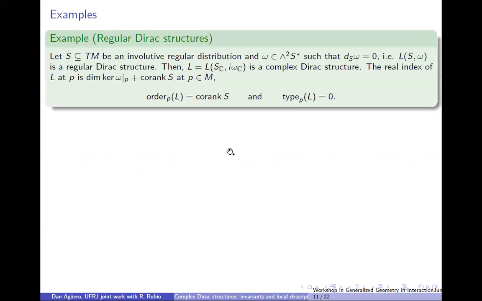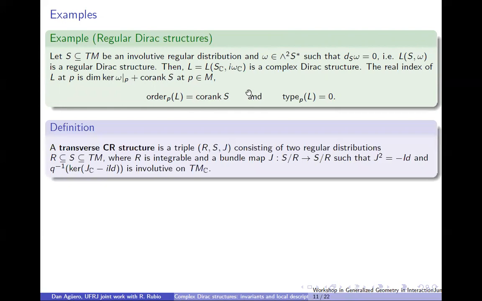So now some examples. First, we begin with regular Dirac structure. Just recalling what a regular Dirac structure is: an involutive regular distribution S and a two-form omega that is closed on the direction of S. And then we define L as the complexification of the graph, e^{i omega}. That's a complex Dirac structure. And the real index is given by this. The order is the corank of S and the type is zero.